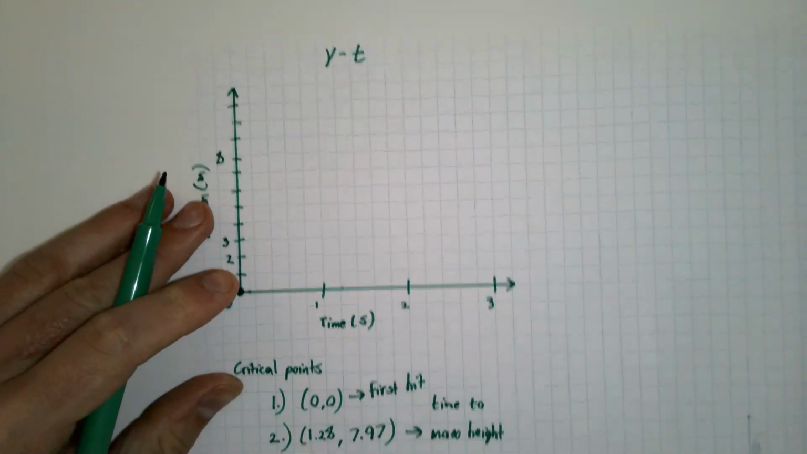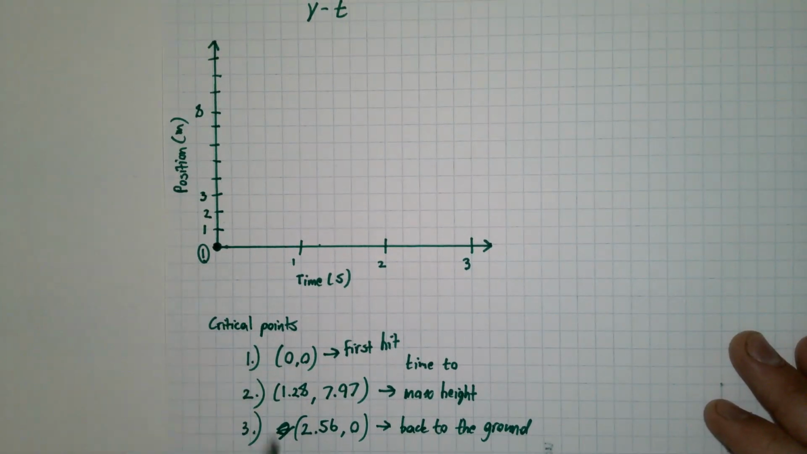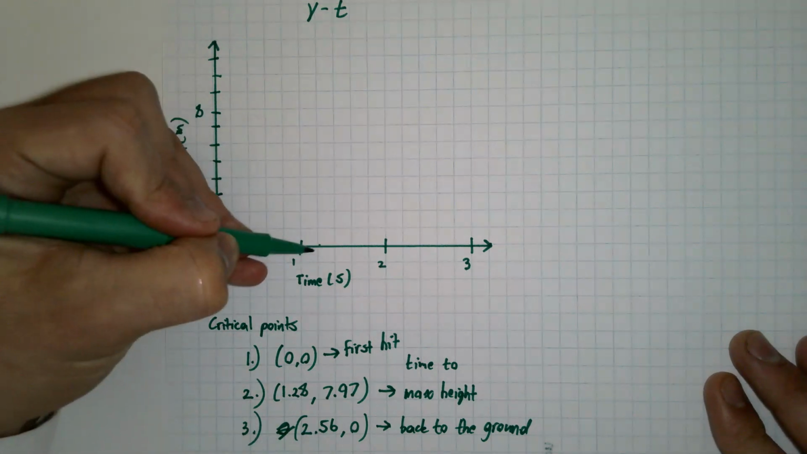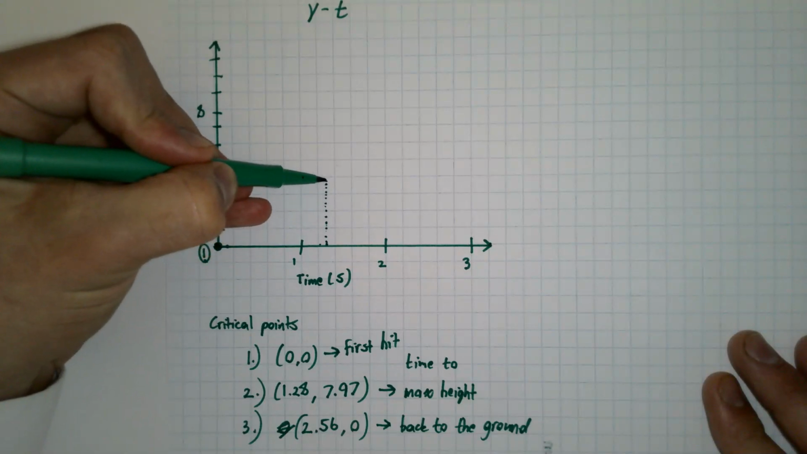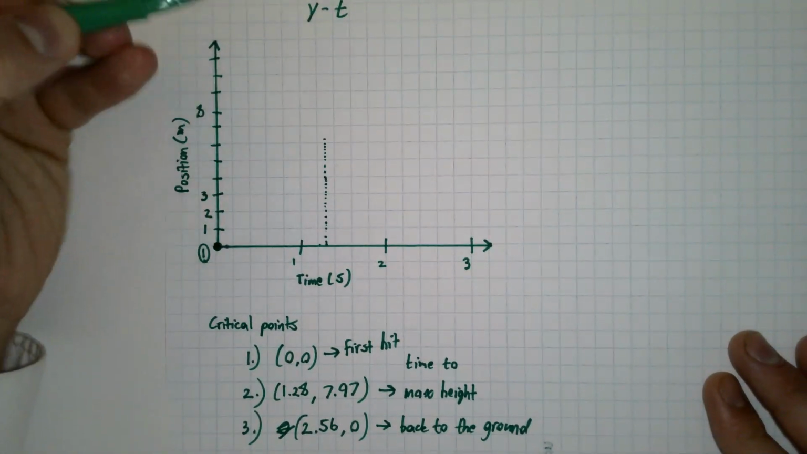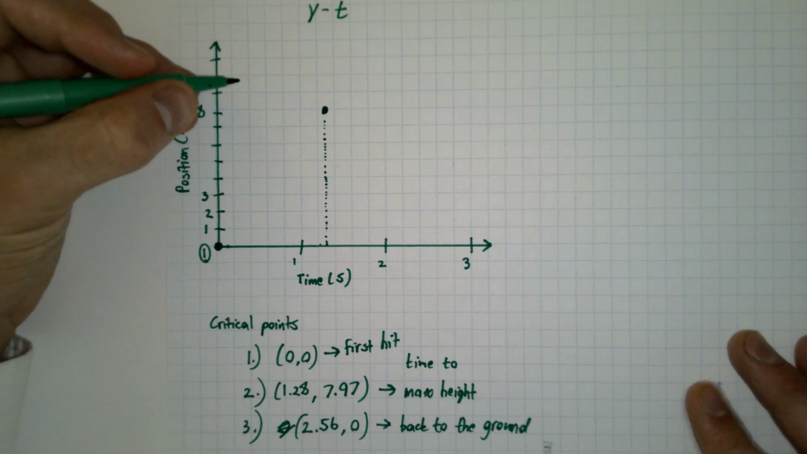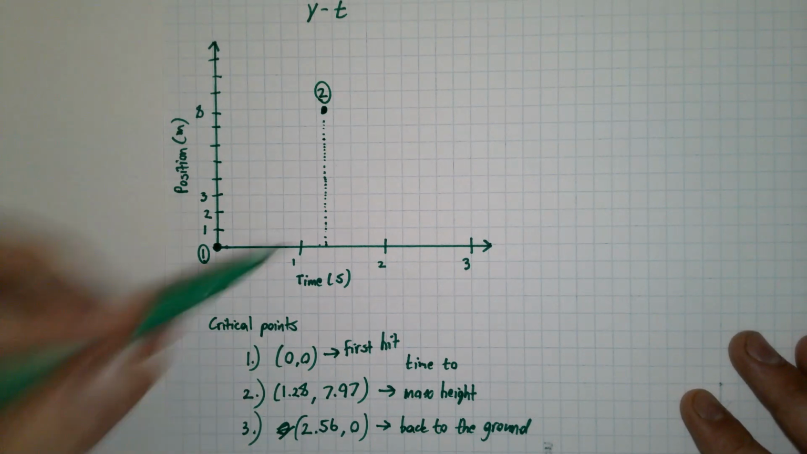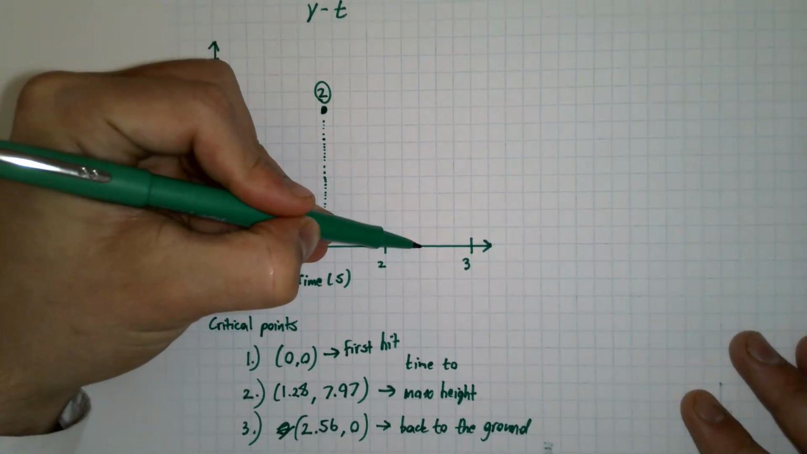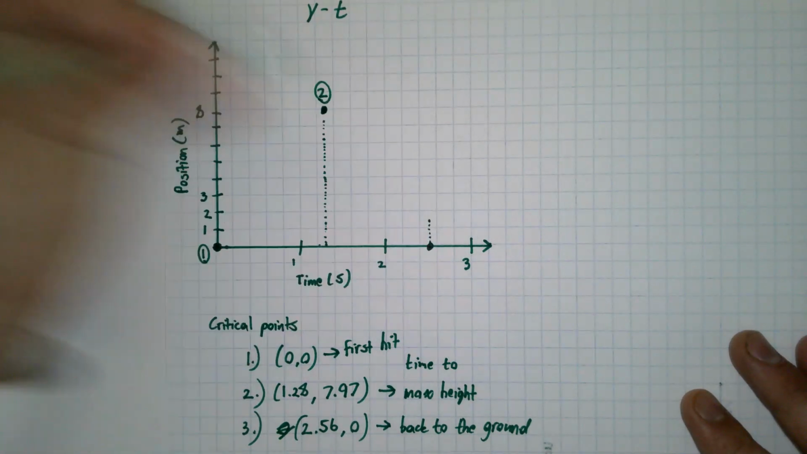All right, now we need to plot these points. We have our first point plotted right when the ball was hit. The second point would be at 1.28 seconds. That's at about midway here, so it's going to be about at this point. And at that point in time, what is the position of the ball in the y dimension? The ball is 7.97 meters up in the air. Right, it's right there. That's going to be our second point, its maximum height. And then, when does it get back to the ground? That's our third critical point at 2.56 seconds, just before 2.6. And we don't need to go up at all. That's when it's back on the ground.